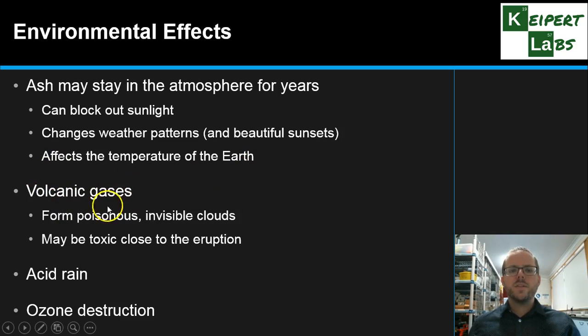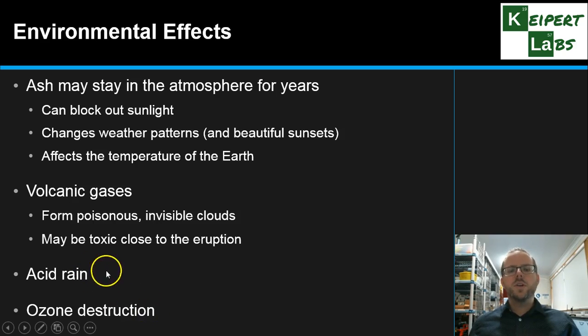The volcanic gases are also very dangerous because they can form poisonous invisible clouds, maybe hydrofluoric acid or sulfuric acid clouds that can kill all manner of living things, plants, animals, humans. Okay, and they may be very toxic if it's close to the eruption.